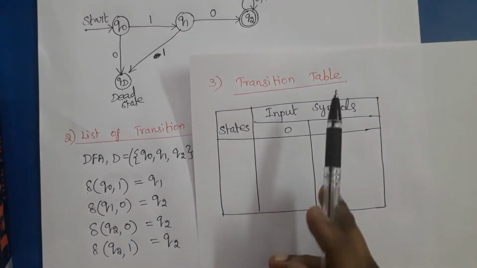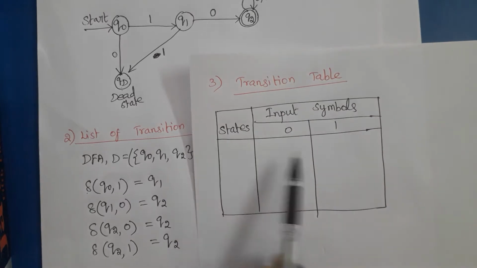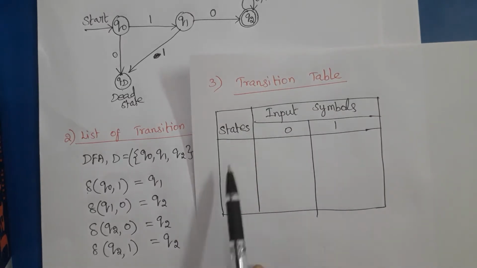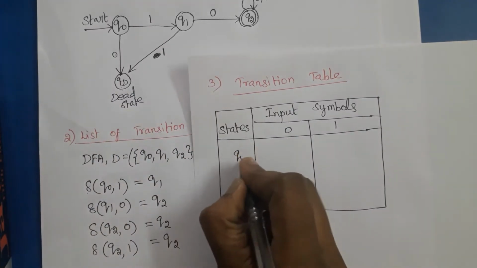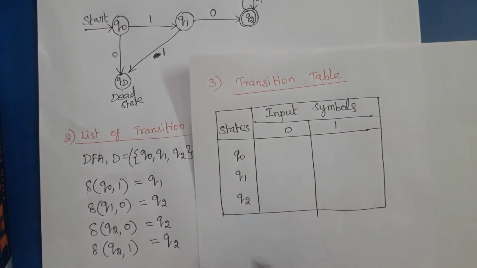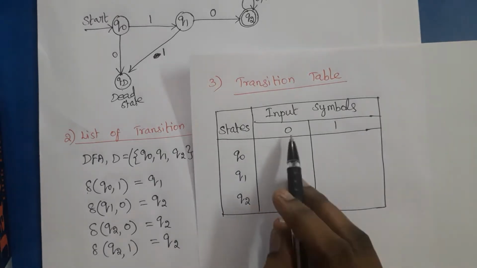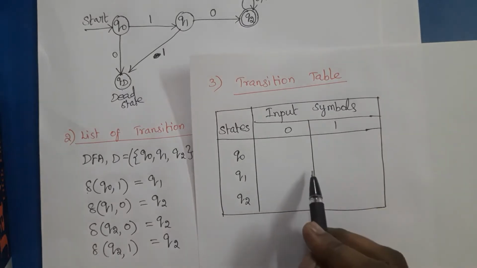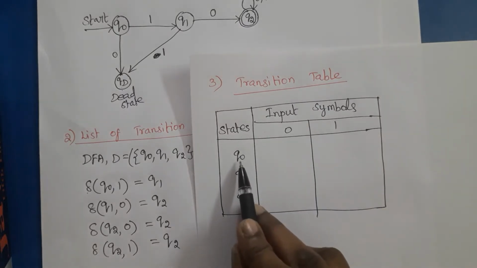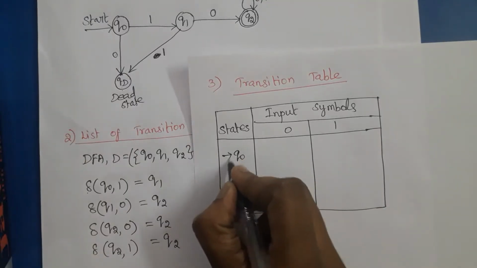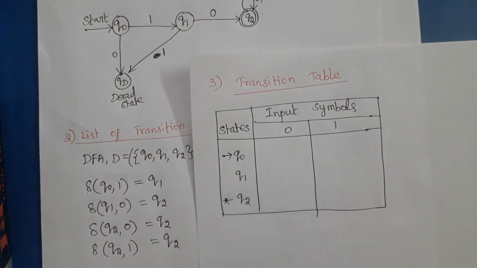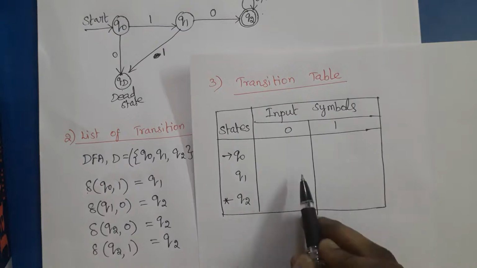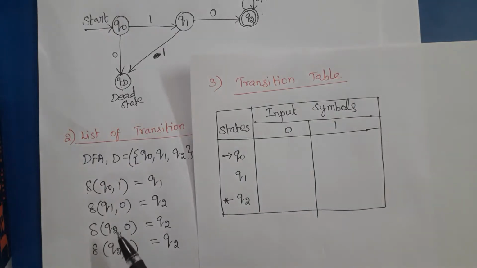The third representation is the transition table. In a transition table, rows correspond to states and columns correspond to input symbols. So there are 3 states, Q0, Q1, Q2. These are used for representing 3 rows, and the columns are the input symbols, and the entries are the next state. Normally in a table, the start state is represented with an arrow. In this example, the start state is Q0 and the final state is Q2. The final state is represented with a star. Then we need to fill in all the transitions here. We can refer to the transition diagram or the list of transition functions.